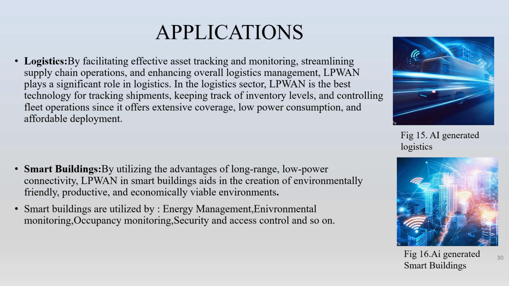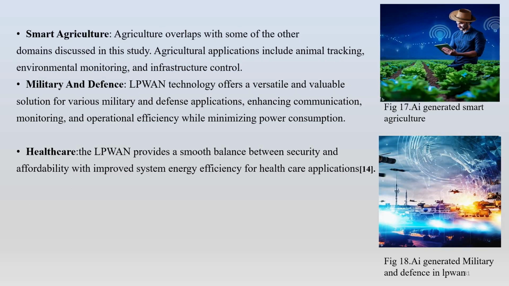Smart buildings are the next one. By utilizing the advantage of long-range, low-power connectivity, LPWAN in smart buildings aids in the creation of environmentally friendly, productive, and economically viable environments. The figures are shown inside, and we can get a small understanding by seeing the figures. And coming to the next one, smart agriculture. Agriculture overlaps with some of the other domains discussed in this study. Agriculture applications include animal tracking, environmental monitoring, and infrastructure control.